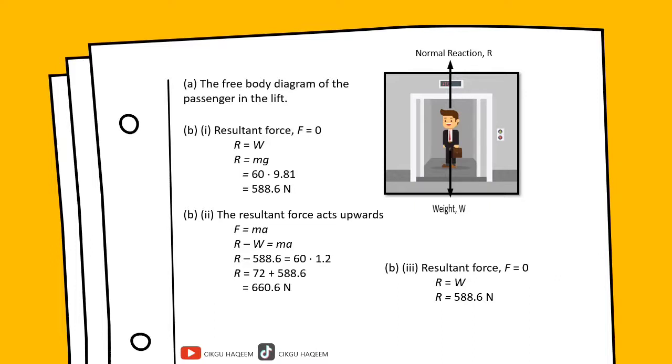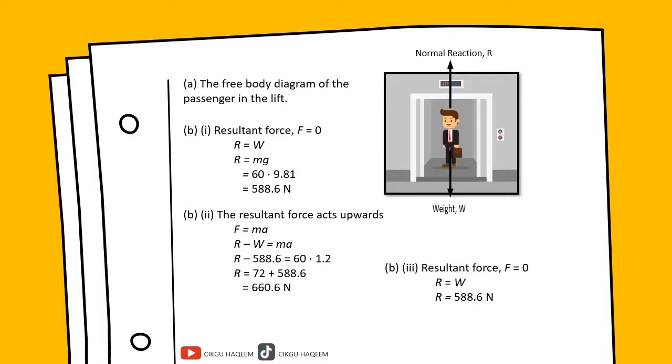So we can say that this force is larger than weight, which is 588.6 Newton. The difference in force is only 72 Newton. So we know that the resultant force is not equal to 0.